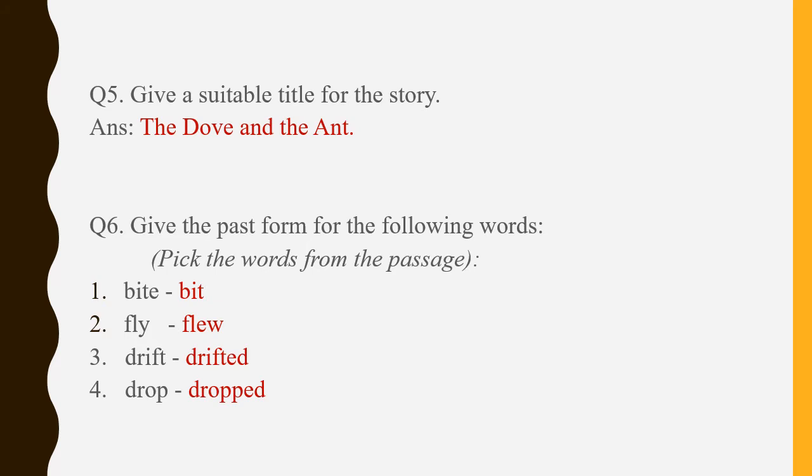Now let's move on to question number 6. Give the past form for the following words. Again here, you will need to pick the words from the passage. Number 1, bite. The past form for bite is bit. Number 2, fly. The past form for fly is flew. Number 3, drift. The past form for drift is drifted. Number 4, drop. The past form for drop is dropped.